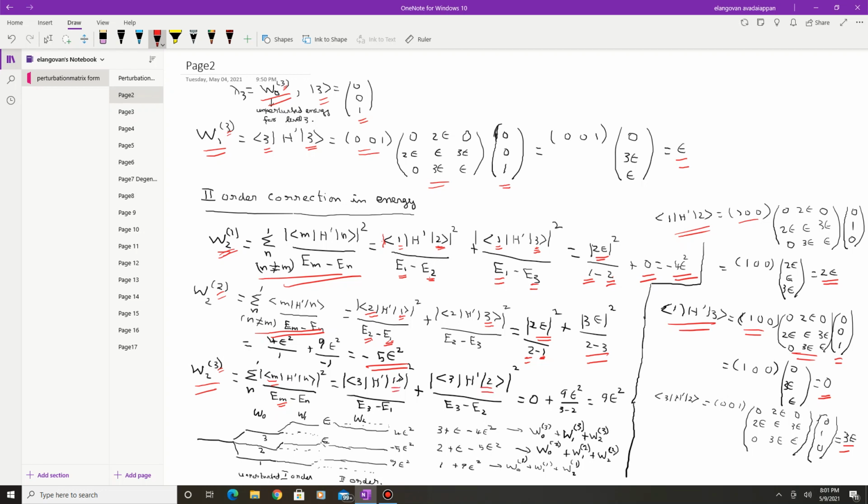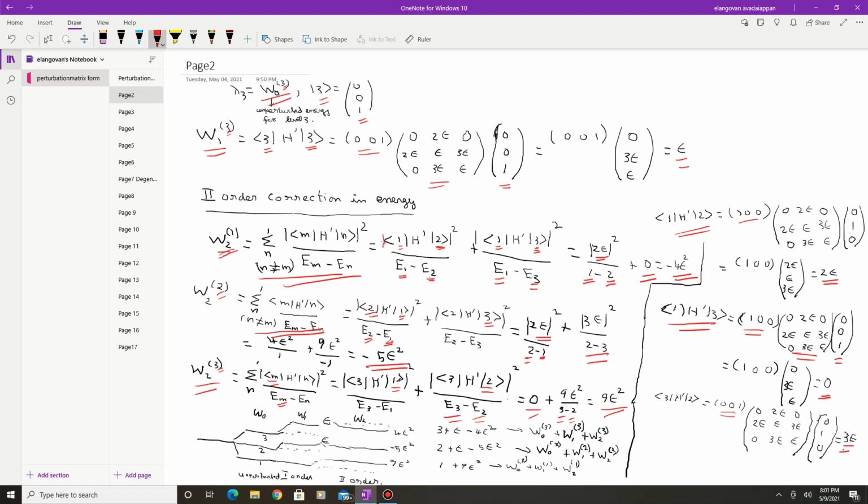There are 2 values, n equal to 1 and n equal to 2. Now 3|H'|1, this is 0, we have already evaluated. Then 3|H'|2: you substitute H' and get 2. Once you evaluate, you will get 3 epsilon. So 3 epsilon square divided by E3 minus E2, where E3 is 3 and E2 is 2. Once you substitute and simplify, you will get 9 epsilon square.